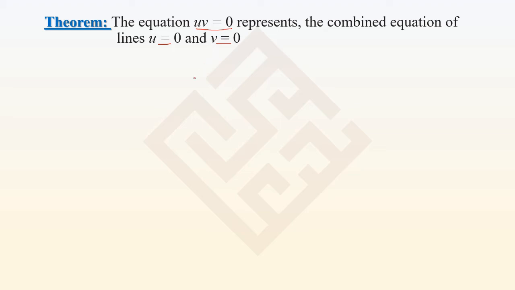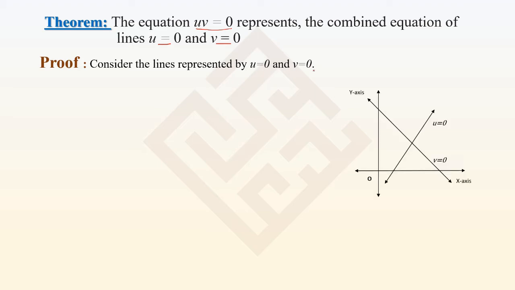So let's see the proof. Let us consider the lines represented by u is equal to 0 and v is equal to 0. If you are looking at the figure, you can see we are taking two lines, that is u is equal to 0 and v is equal to 0. Now we want a combined equation of these two lines. Now there is a point of intersection also. So let us see what is happening over here.